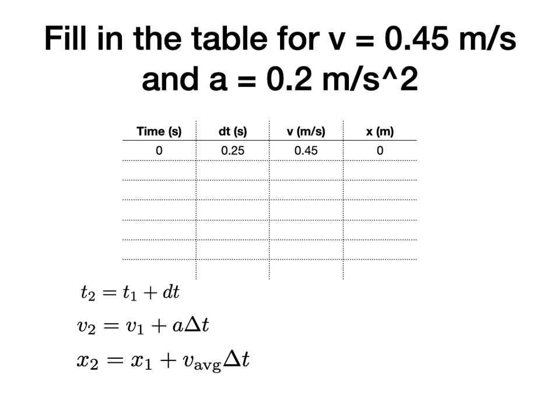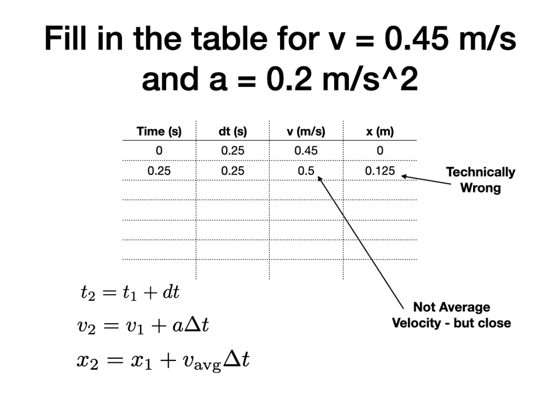To calculate the next velocity, I'm going to take this velocity plus the acceleration 0.2 times dt. I have that right down here, v2. And then to find this next position, I'm going to take the previous position plus this velocity, which I just calculated, not the one before it, times dt. Okay, so if I do that for my first row, I get that time. That's the same. This is not the average velocity, but it's close, right? You could actually average those two. And this is the position which is wrong. Technically wrong, but only kind of wrong.